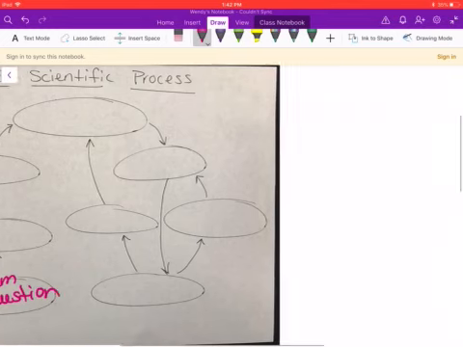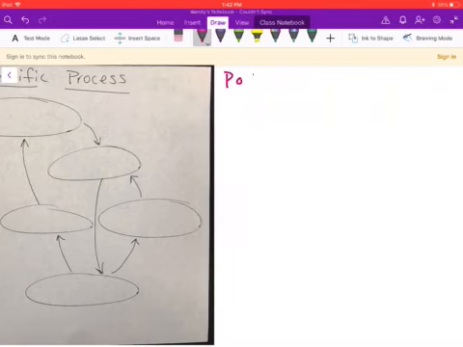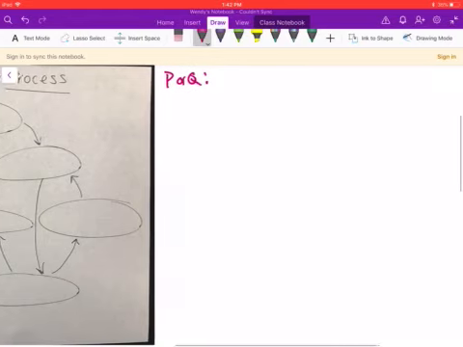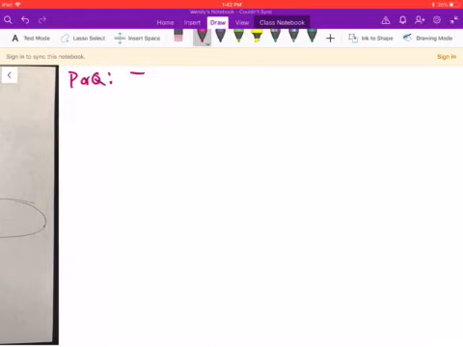Okay, so the problem or question is the initial issue that we want to study. So it's an issue or a question that we ask that we want to study.